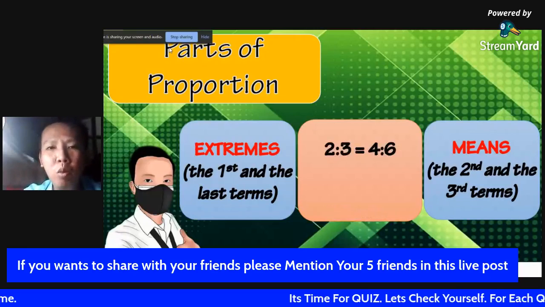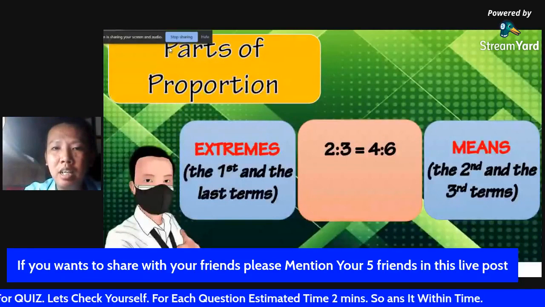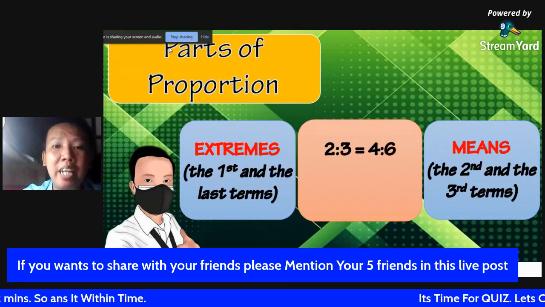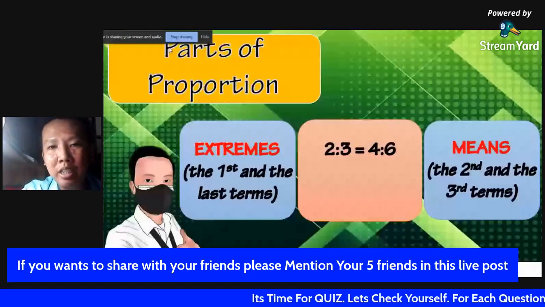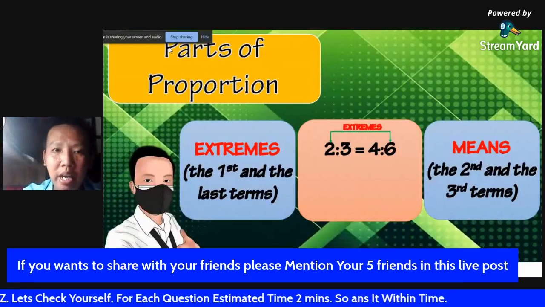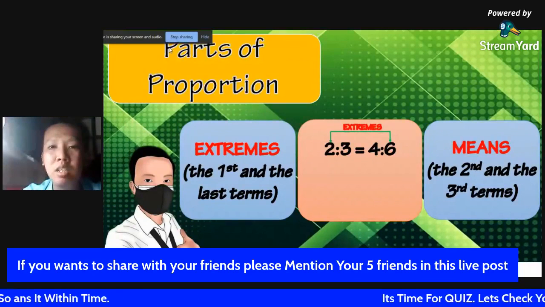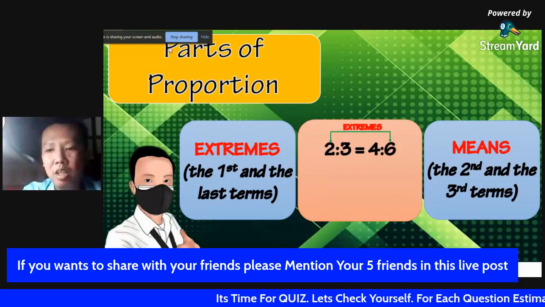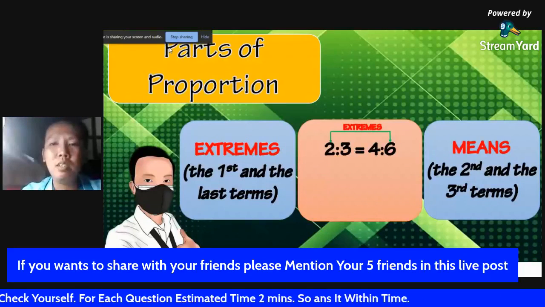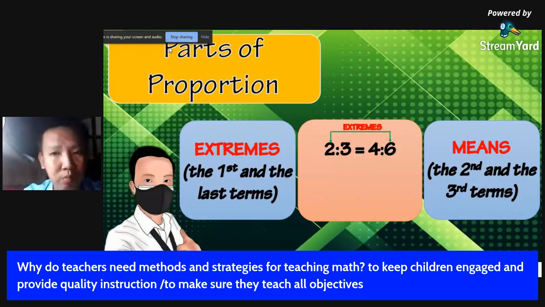So we have 2 is to 3 is equal to 4 is to 6. So in this case, let's identify which is or which are the extremes. It says that it's the first and the last term. Now, if your answer is 2 and 6, then you are correct. 2 is our first term and 6 is our last term. So it composes the extremes. The first and the last term is called extremes. And of course, to identify the means, we have to look for the second and the third term in this given proportion. So our second term is correct. The answer is 3. And for our third term, very good.